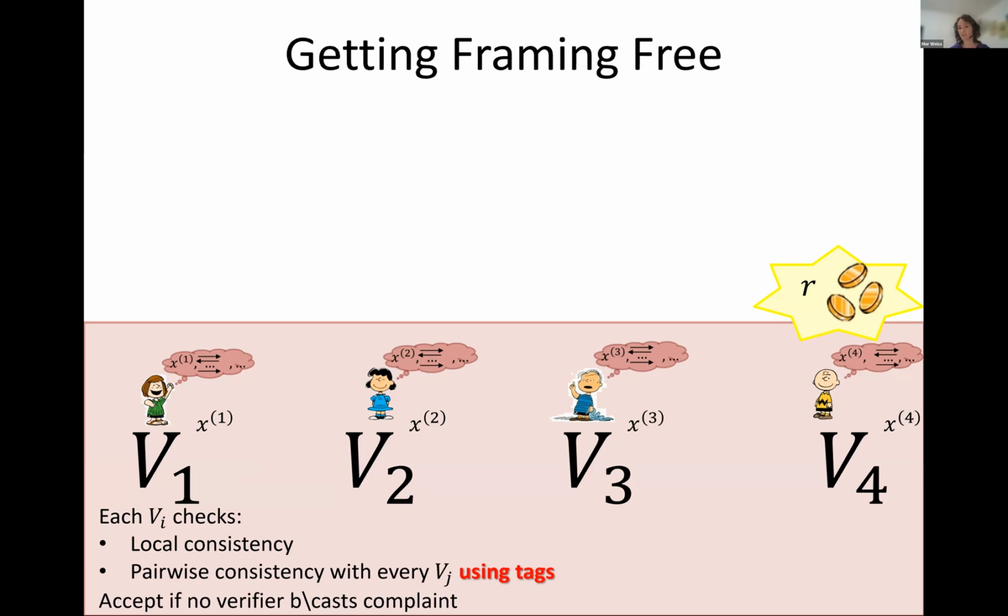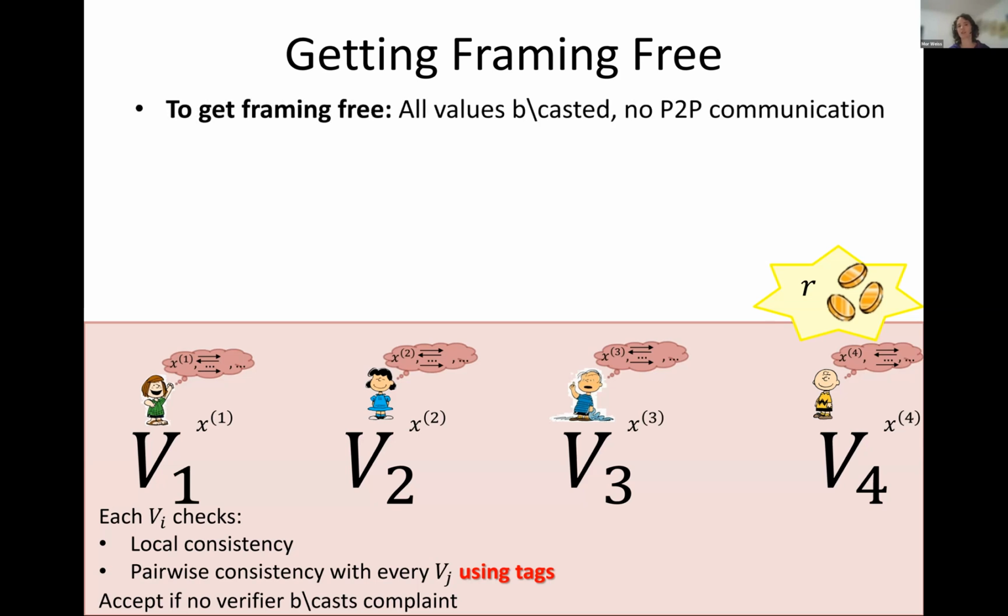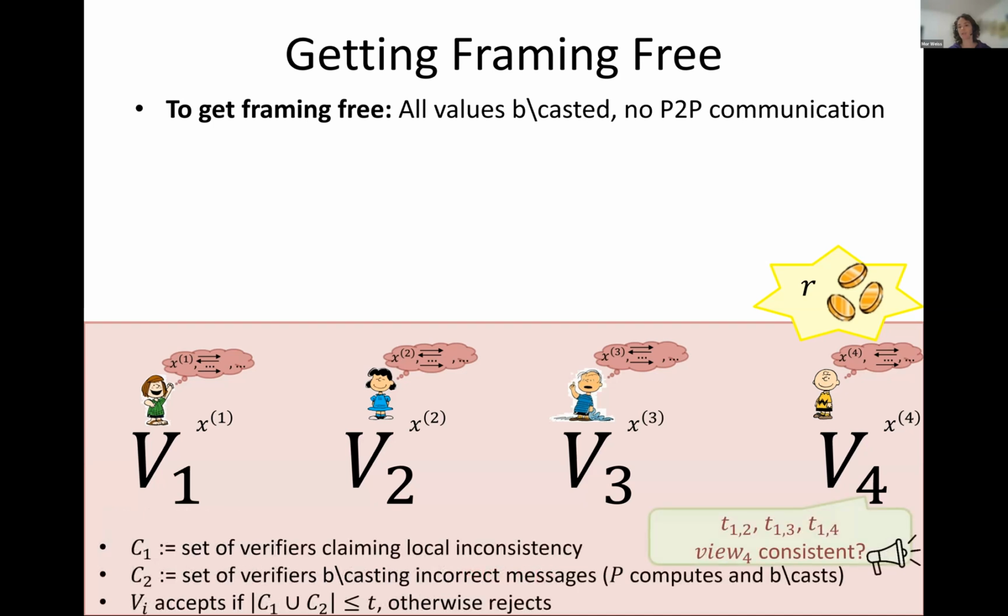But it doesn't prevent framing, because a verifier can always complain that he detected some inconsistency, and there's no way of resolving this dispute of who's lying. Is it the verifier or the prover? And the idea to prevent framing is that we're going to eliminate all of the point-to-point communication. So everything is going to be sent over broadcasts. So now each verifier is going to broadcast all the tags.